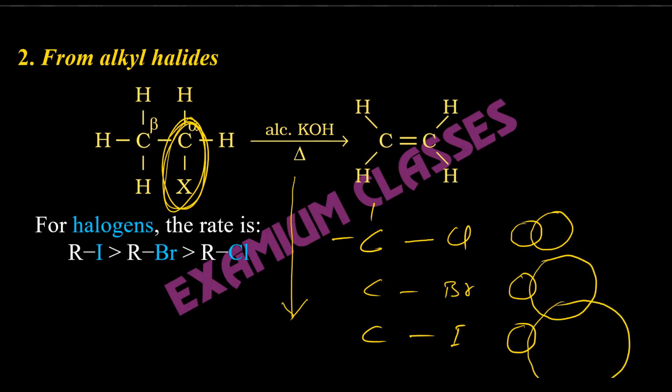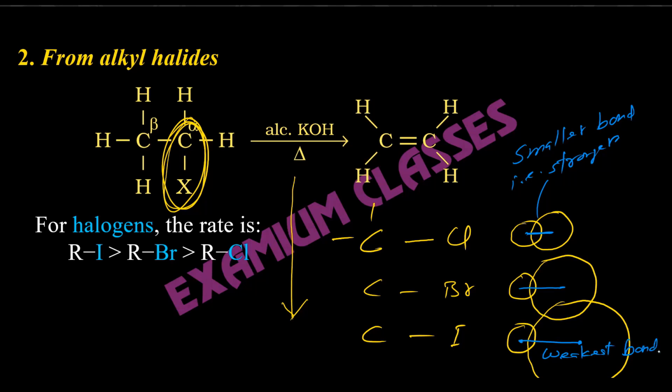Now see the bond. Bond length here will be this much. Bond length here will be this much. Bond length here will be this much. Center to center. The smaller the bond, the stronger it is. So this is a smaller bond, that is, it is stronger. Stronger means difficult to break. Here this is the longest bond, so it is the weakest bond.